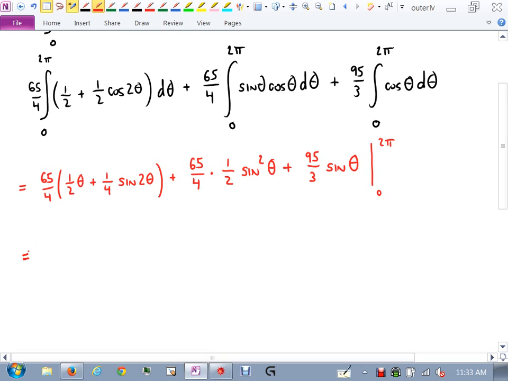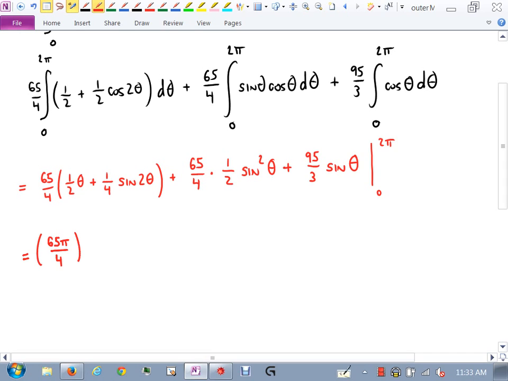Okay. Here we go. Yes. What? Is what all 0? Okay, yeah. Everywhere we have sine, when we plug in 2 pi, what do we get? 0 on all of them, except for that right there, right? So it's just going to be, what, 2 pi plugged in there is just pi. So we get 65 pi over 4, right? That's what we get when we plug in 2 pi.